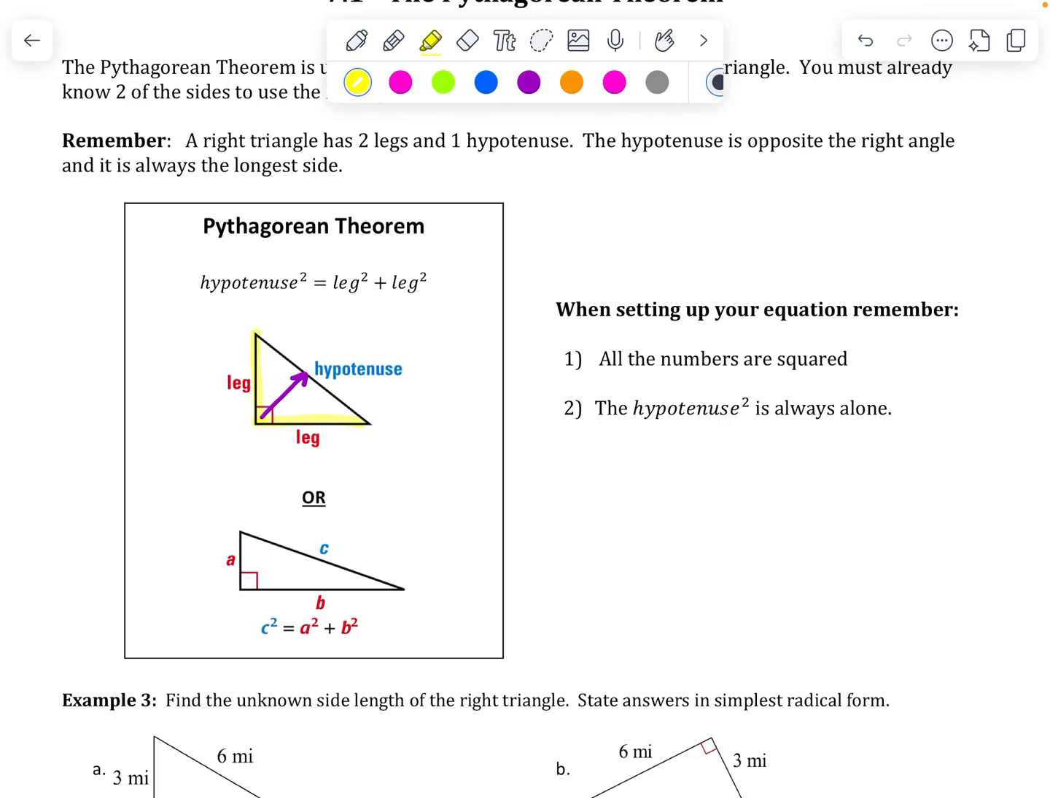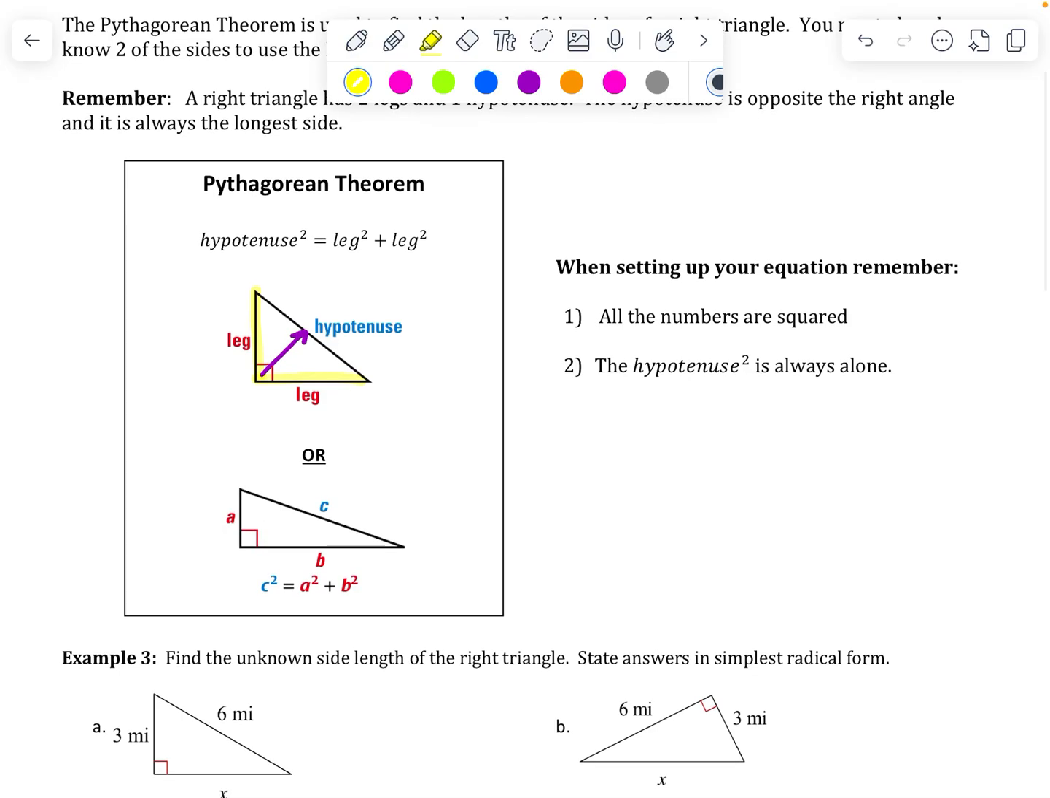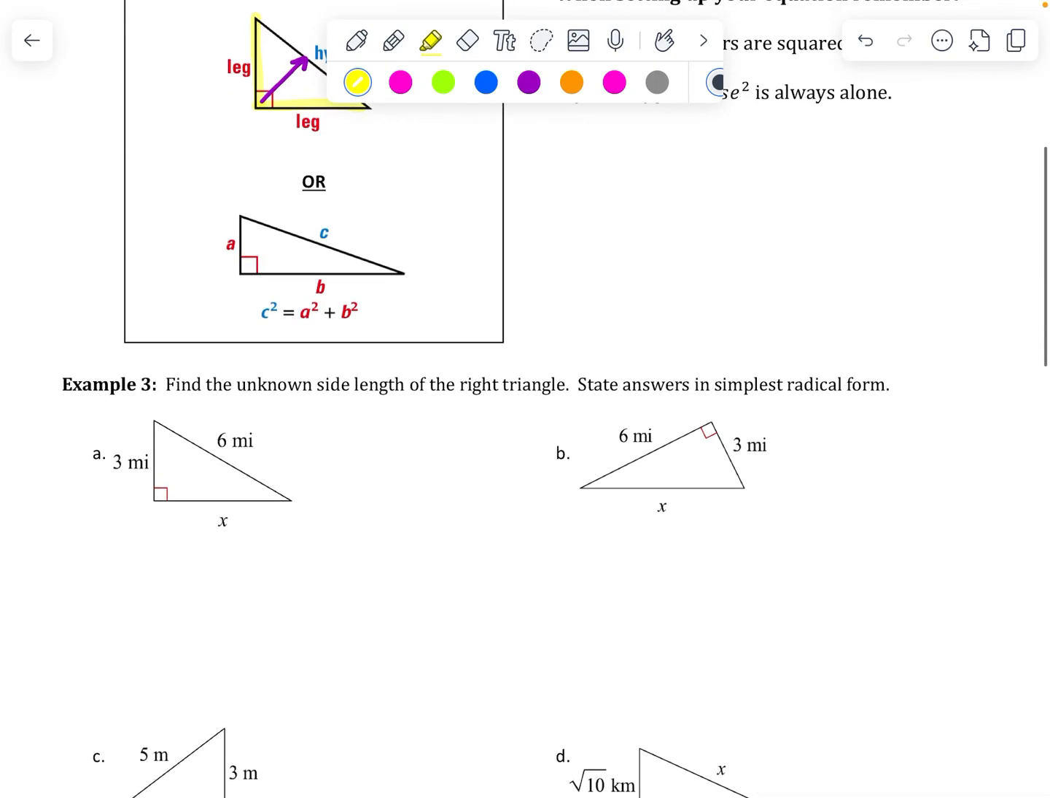It's very important that you know where the hypotenuse is versus where the legs are so that you set up the equation correctly. Because the equation wants you to set the hypotenuse squared equal to leg squared plus leg squared. Notice how all the numbers are squared and the hypotenuse squared never has anything added to it. It's always alone.